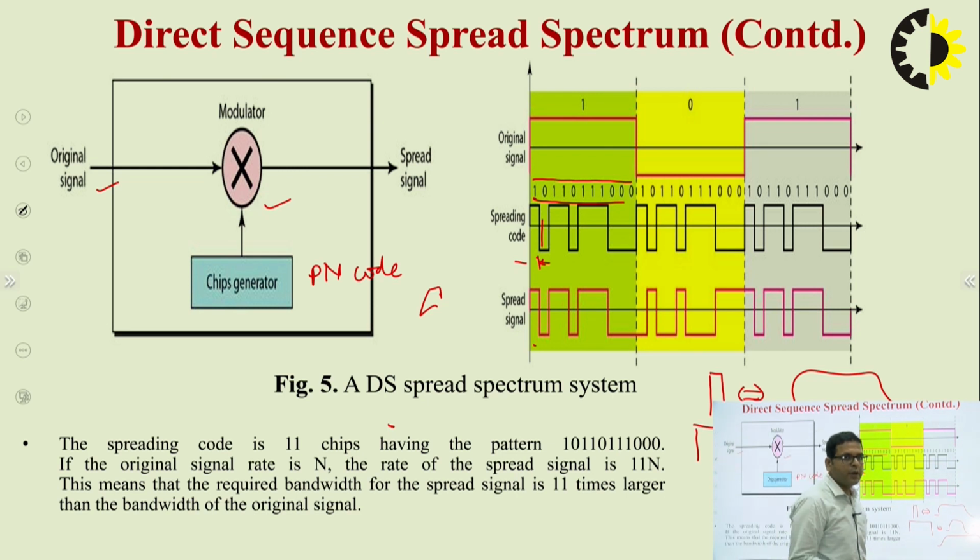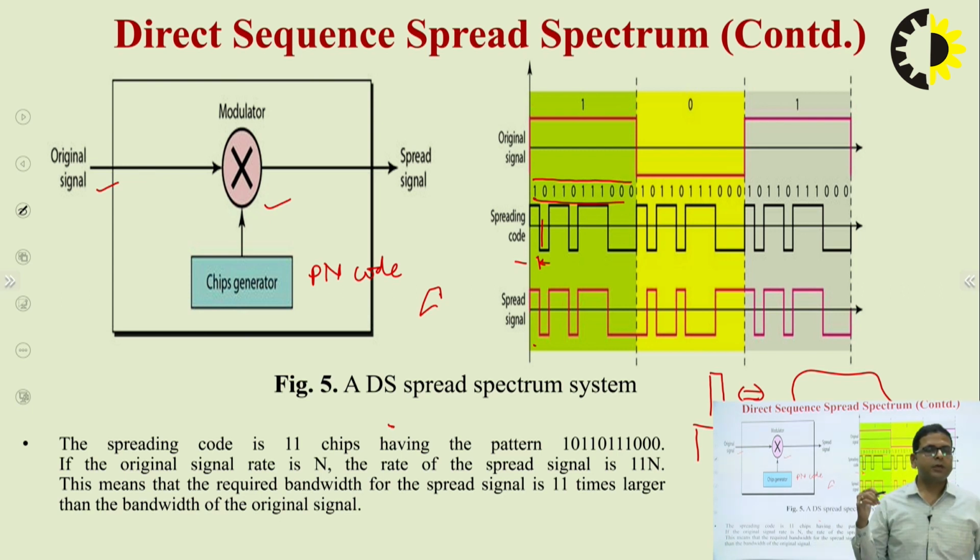Here, the PN sequence which we are using has 11 chips, 1 0 1 1 0 1 1 1 0 0 0. After this sequence, it is repeating itself, as I told you earlier. So, using just this simple multiplication with a PN sequence, we can easily obtain the direct sequence spread spectrum technique.